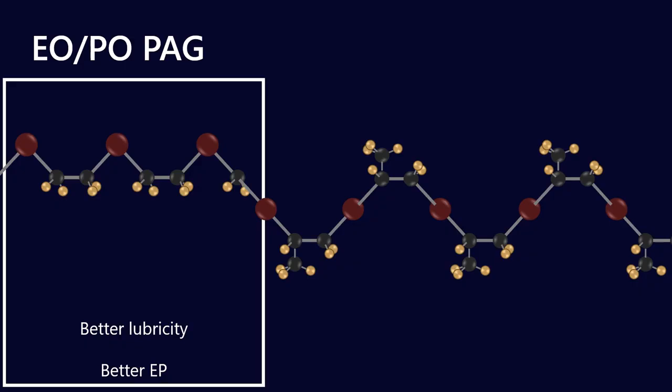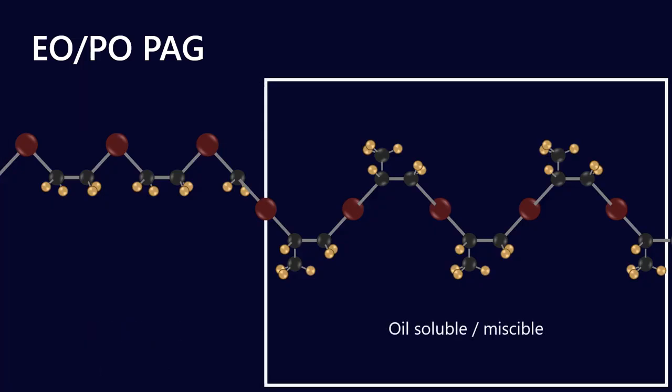And if you remember from the video about anti-wear additives, it needs to have some polarity so it has an affinity for metal surfaces. And here, with an EO PAG, with all those oxygens up top, it has an affinity for metal surfaces. On the other side of the molecule, you'll then have the PO tail, which enables it to be oil soluble or oil miscible. So you kind of get the best of both worlds.